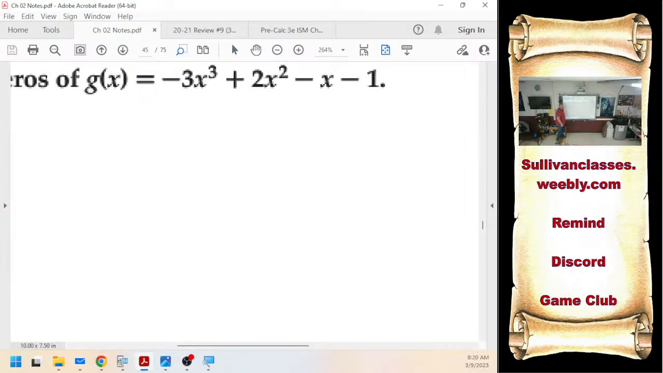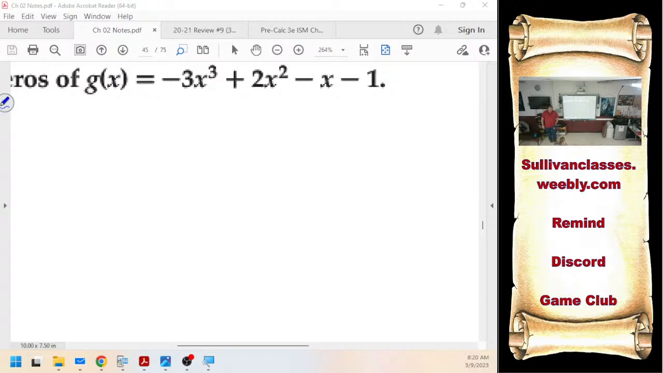It says, I can count the sign changes in a polynomial, and it tells me how many positive and negative real zeros I got. There's 2 parts to it. First, I'm putting in a positive x. What happens to all of these if I replace x with specifically positive x?